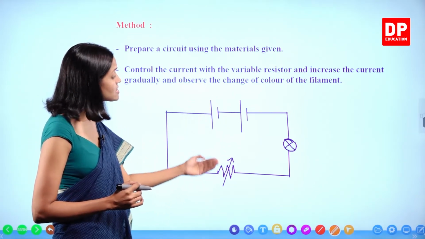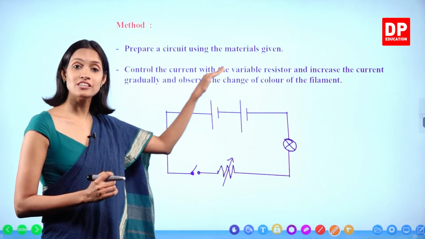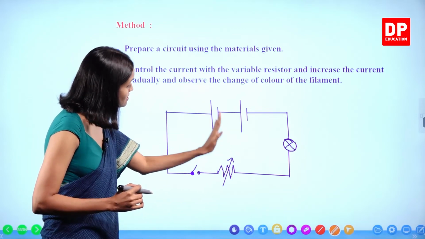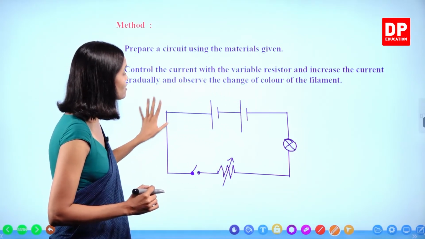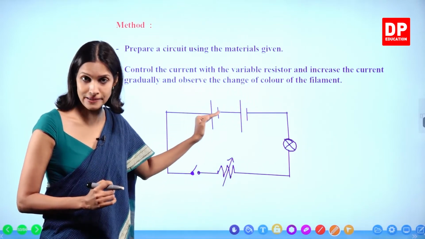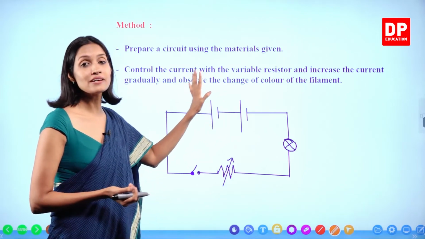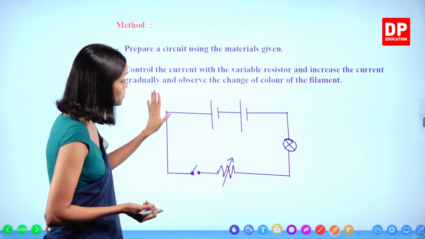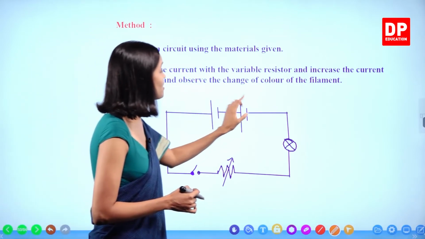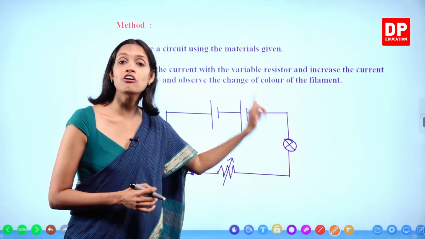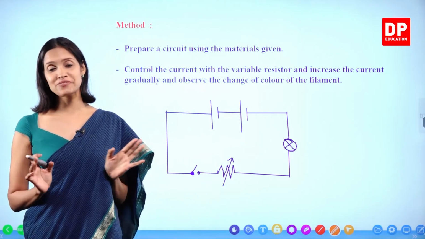When the resistance is high, the amount of current flows through the circuit is low, right? When the resistance is low, what happens? The amount of electric current flows through the circuit is high, right? So we have to gradually increase the amount of current that flows through the circuit. Right, children? And we have to observe what happens to the color of the filament of the bulb. Right? Let's do this activity now.